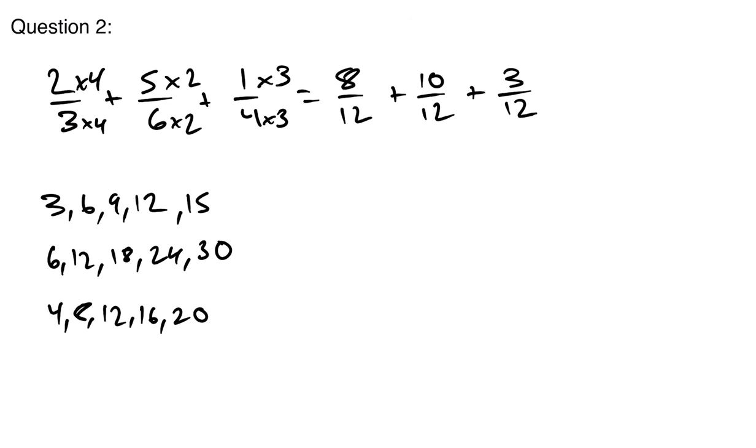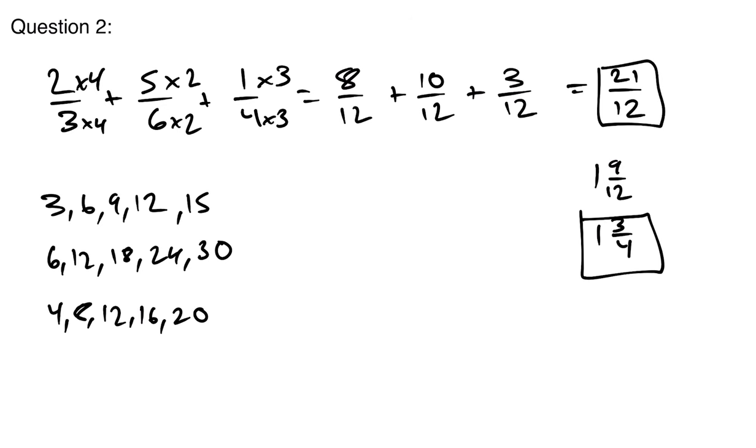And once again, now we just have to add the numerators. 8 plus 10 is 18, plus 3 is 21. And our final answer is 21 over 12. And if you don't want to keep it as an improper fraction, we can simply go 1 and then 12 plus 9 gives us 21, so we get 1 and 9 over 12. And if you want to simplify that, you could even go 1 and 3/4. But we haven't gone over how to simplify fractions yet.